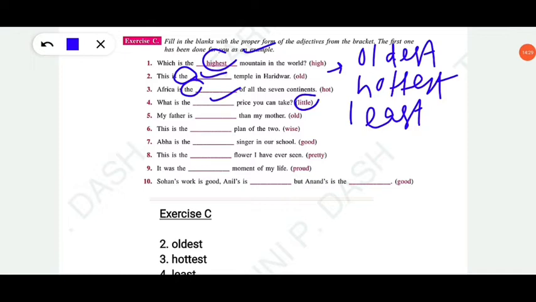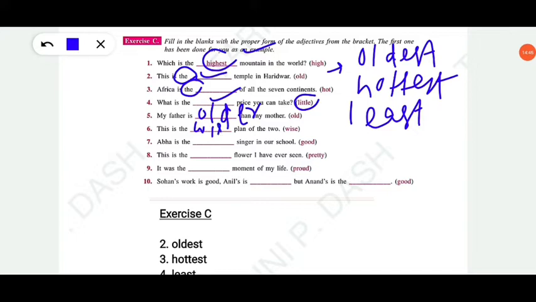The next here, my father is dash than my mother. So here, as comparison is made between two, comparative degree should be used. My father is older than. Okay, older. The next, this is the dash plan of the two. So as you know, comparison is made between two. So you have to use wiser, not wisest. Okay, wiser.